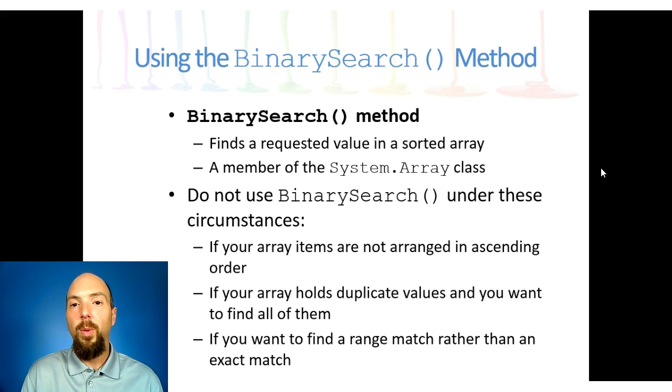And if I want to find a range match, I can't use this either. I have to do the for loop. So I'm only going to do the binary search if all of the elements in my array are in ascending order, I know there aren't any duplicates, and I know that they're all unique. We're not looking for a range.